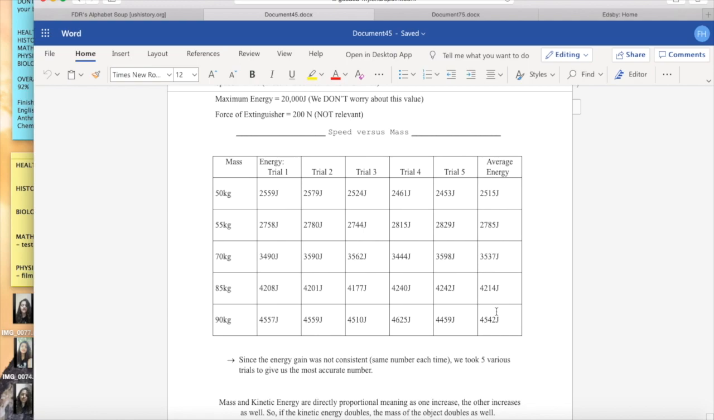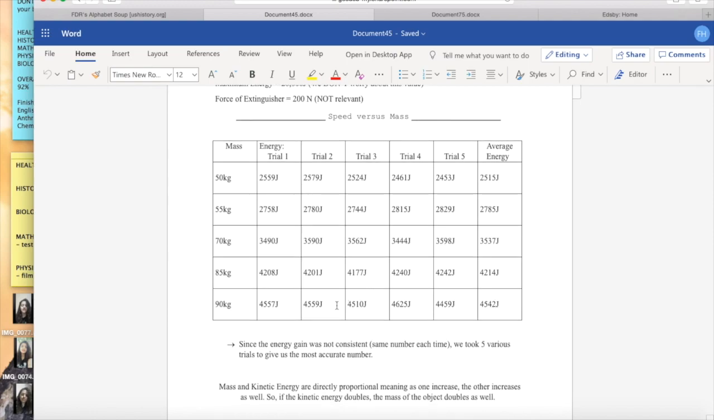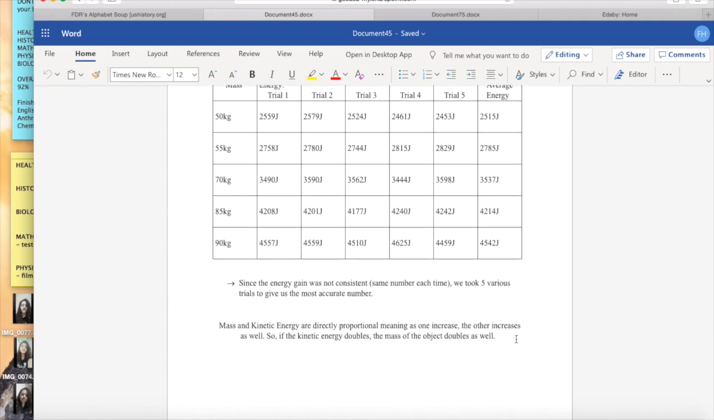So this is all of our information that we collected, speed versus mass. Since the mass wasn't going consistently up by a certain number, we just picked randomly. Again, we did 5 different trials and then got our most accurate answer, calculating the average. And then mass and kinetic energy are directly proportional, meaning as one of them increases, the other increases as well. So let's say if the kinetic energy doubles, the mass of the object doubles as well.